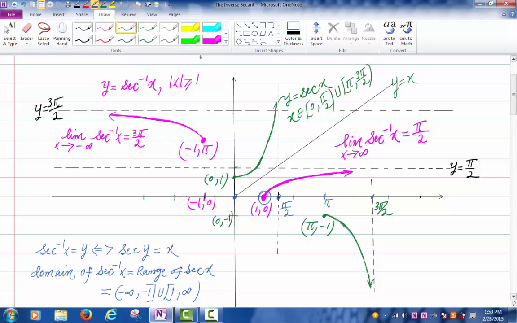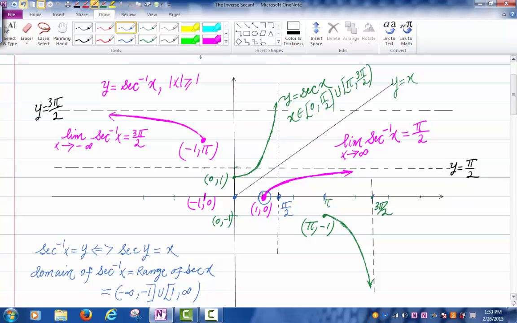So what's the range of the secant curve between 0 and pi over 2? It's 1 up to infinity. So you know that the domain of the reflection would be 1 to infinity, right? So I know that the function increases, goes from 1 to infinity, and it has a horizontal asymptote. The only choice I have is that pink curve, right? That's how I thought about it. Okay. All right. So I got that part.